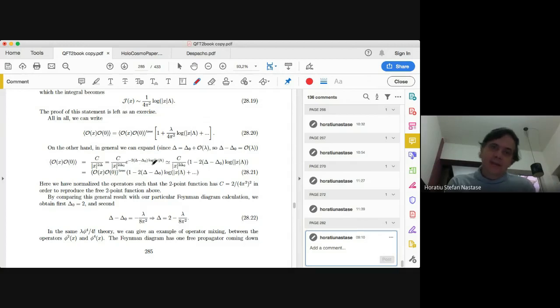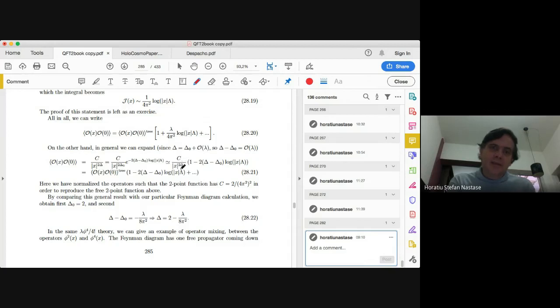But then delta minus delta 0 is supposed to be small. We're doing perturbation theory in lambda, and I know that delta minus delta 0 is supposed to be of order lambda. So it's small, so I can expand the exponent, and then I get 1 minus 2 times delta minus delta 0 log of x times lambda.